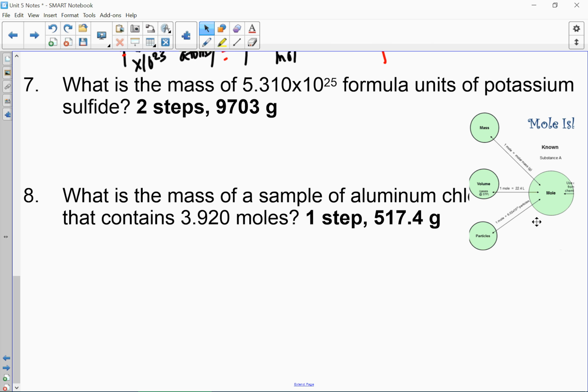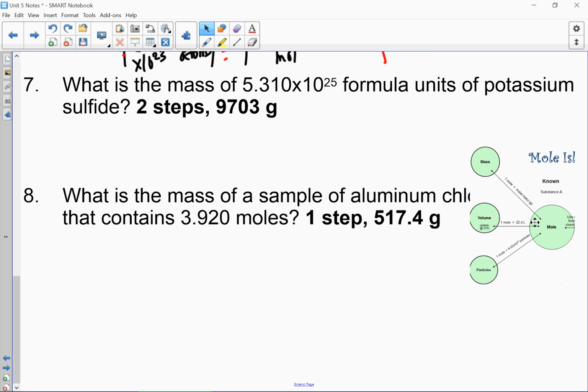All right, a couple more. Number 7 is kind of tricky. If you got number 7 wrong, I still love you. There was an extra trick in here that I'll show you. So I see mass and I see formula units. All right. I know that mass lives here on grams. Formula units is a kind of particle. So I have to do 1, 2 steps.